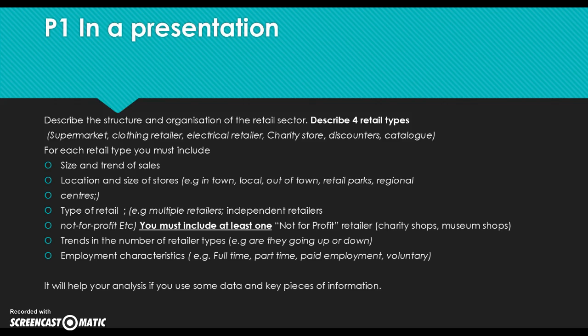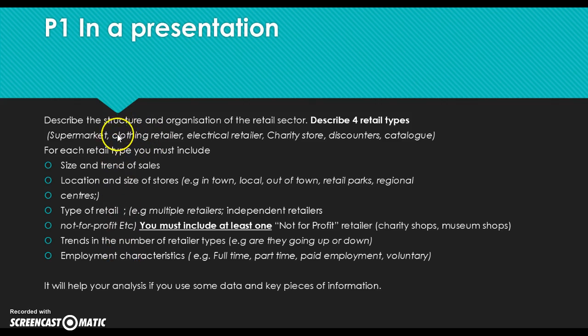You need to describe 4 retail types: supermarket, clothing retailers, charity stores, discounters and catalogue stores. You need to describe the size and trends of sales for one of these, the location and size of stores for 4 of these, the type of retailer. You also must include a not-for-profit retailer, and also look at the trends, the number of retail types, and employment characteristics.